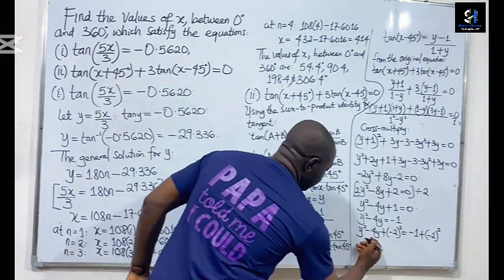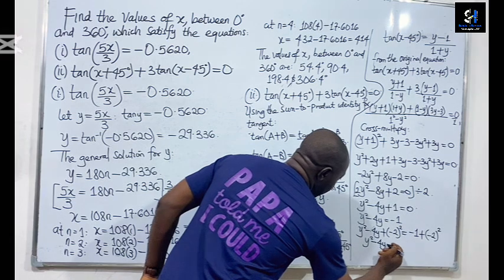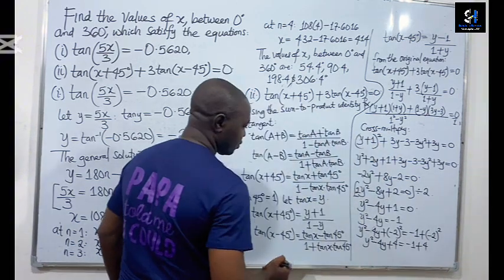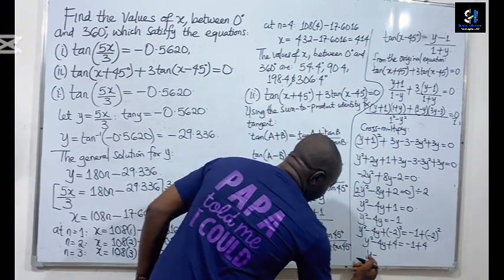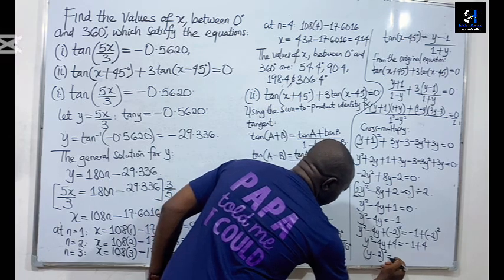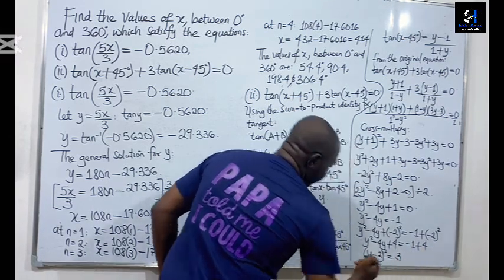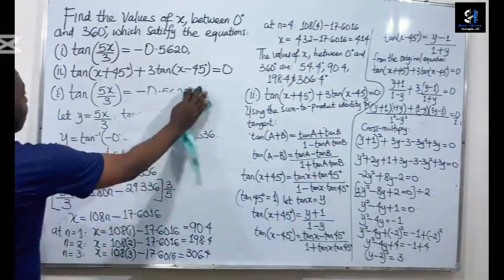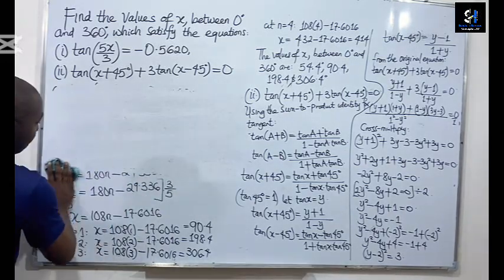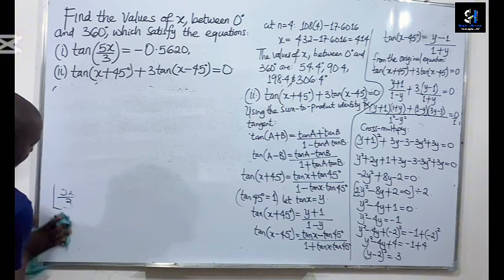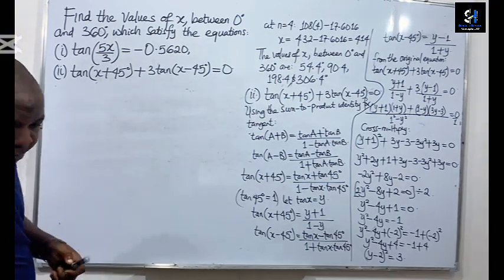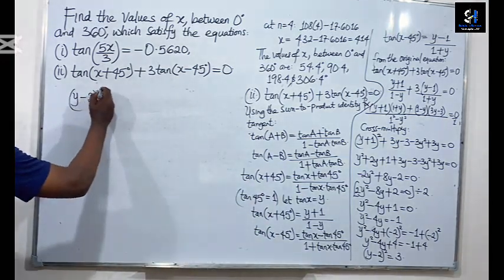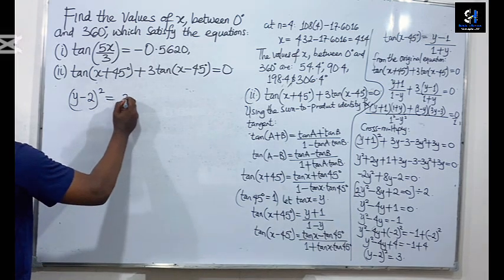So this will become y squared minus 4y plus 4 equals, this is 4, minus 1 plus 4. And we have a complete square of y minus 2 raised to the power of 2. 4 minus 1 will be 3. So let me continue from here. From here, we have y minus 2 raised to the power of 2 equals 3.